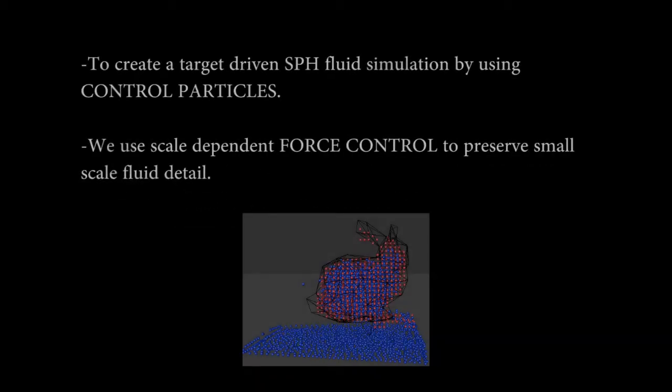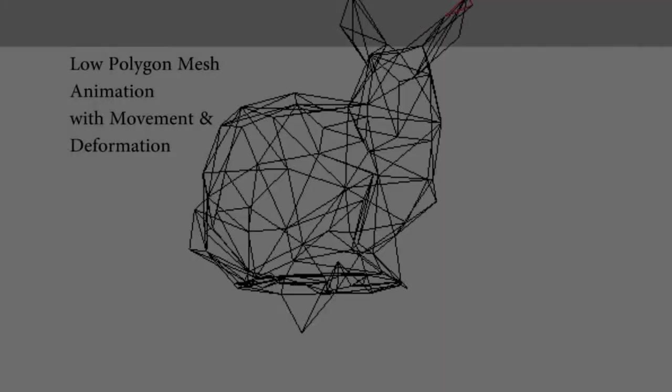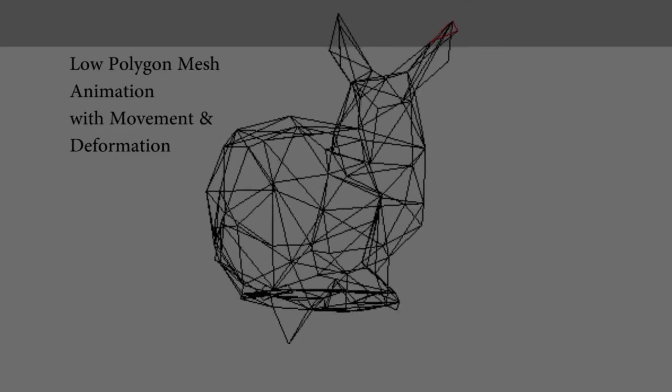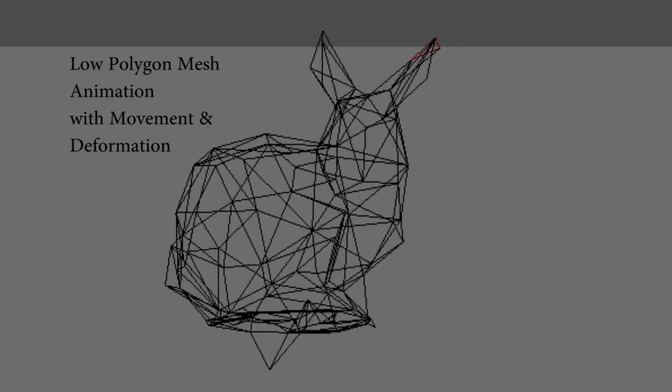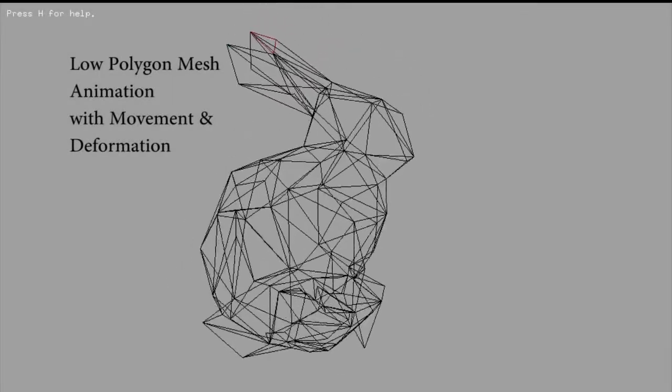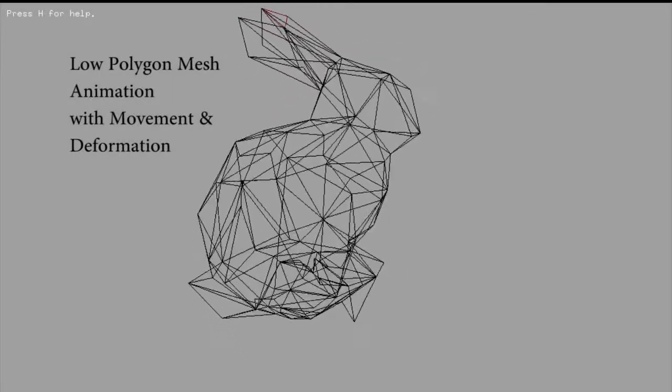The main goal achieved by this project is to create a target-driven SPH fluid simulation by using control particles. We use scale-dependent force control to preserve the small-scale fluid detail. To achieve this, we import a low-polygon animation mesh sequence exported as OBJ files from Maya, which have both movement and deformation.